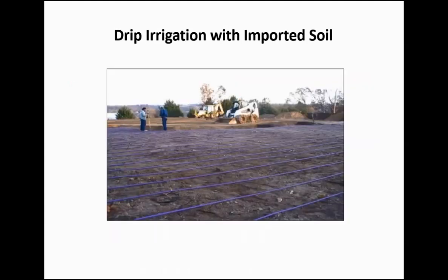The drip irrigation with imported soil. This system in particular consists of half-inch plastic tubing and drip emitters placed about 2 feet apart and 6 to 9 inches below the surface. There is a holding tank that collects the treated wastewater and doses the drip field using a pump and a timer. In many situations, this is the only technology that will work.